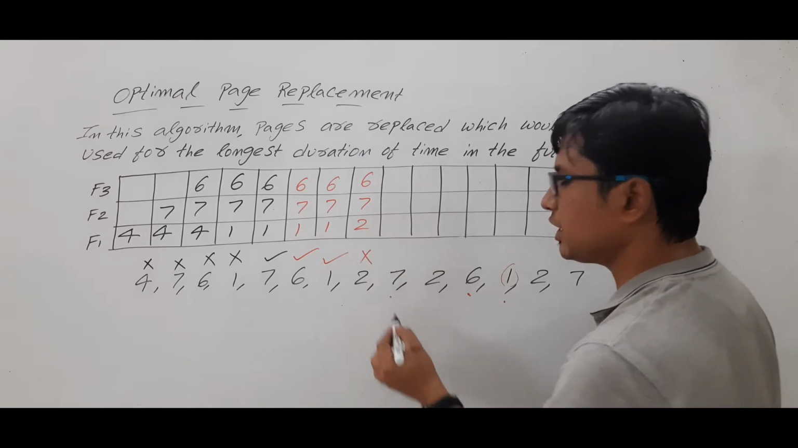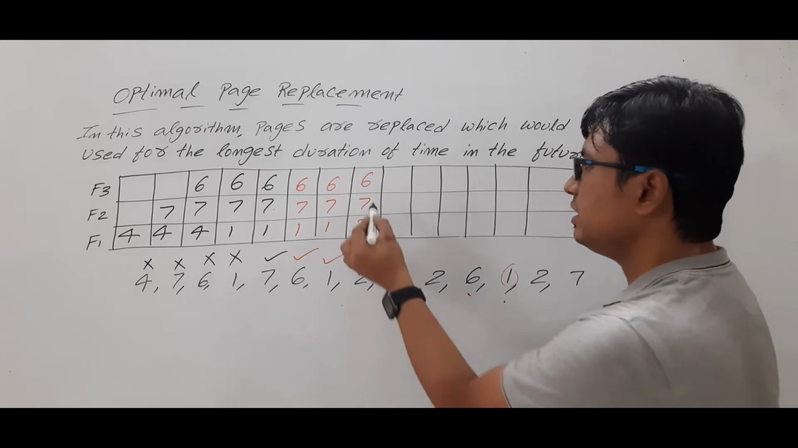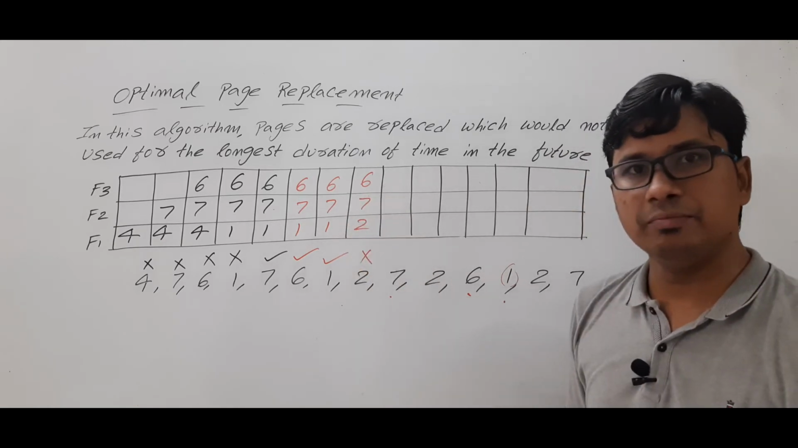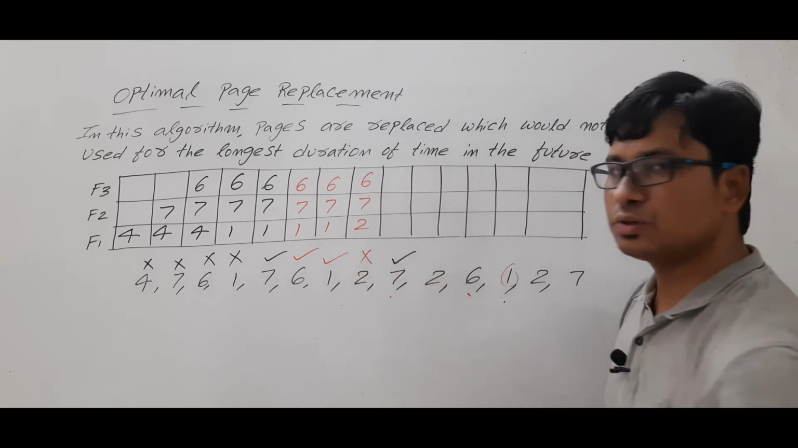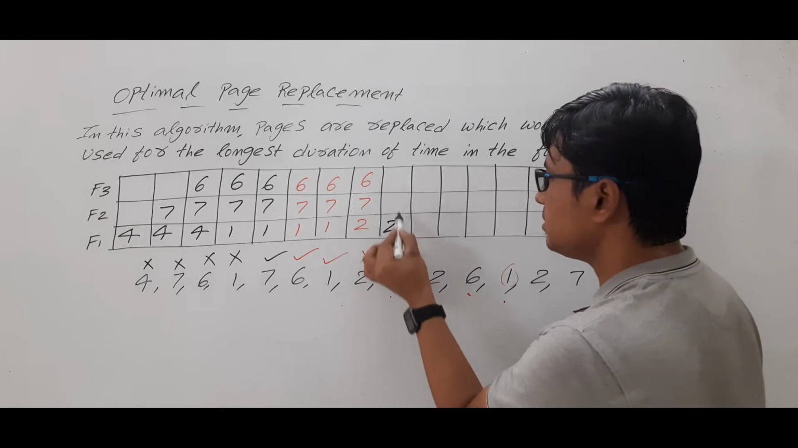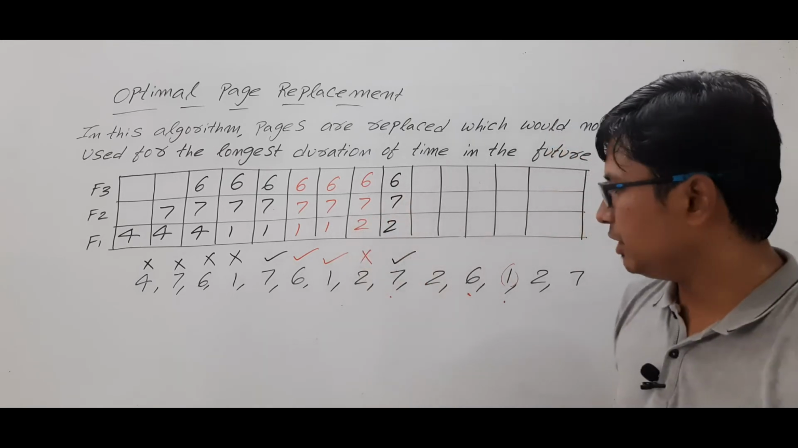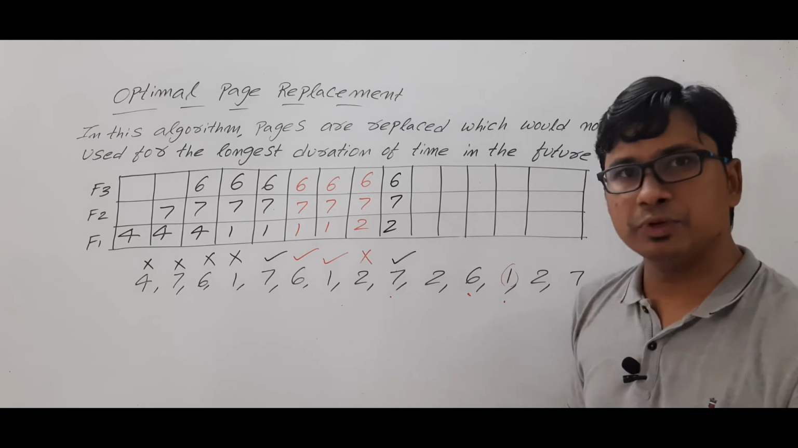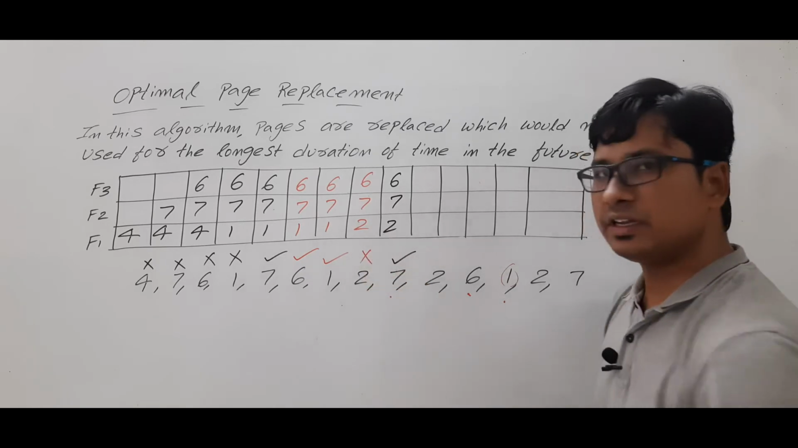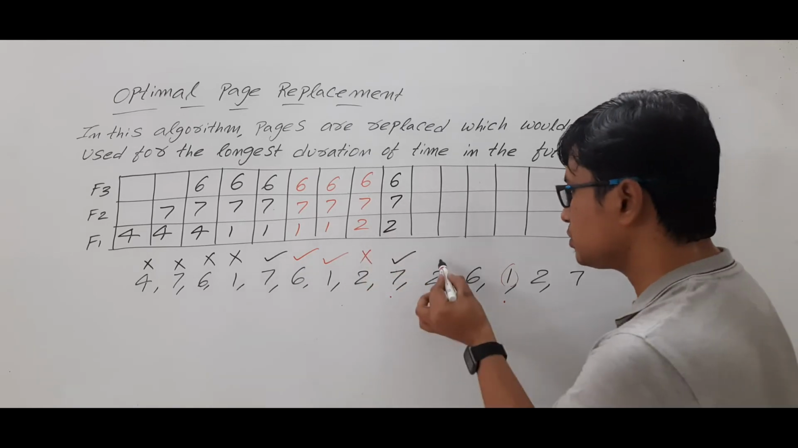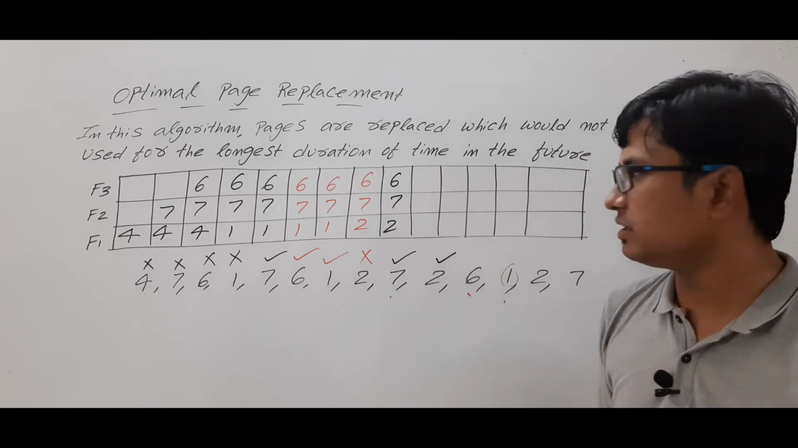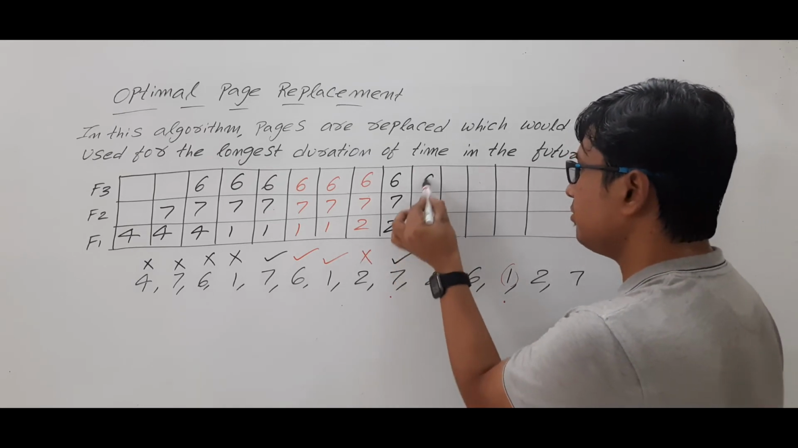Now CPU is trying to access the page number 7. Whether page number 7 is there in the main memory? Yes, it is there. So it is a page hit. So the same pages will be there in the main memory. And page number 2, CPU is trying to access. Whether it is there in the main memory? Yes, it is there. So again, it is a page hit. So same pages will be available.